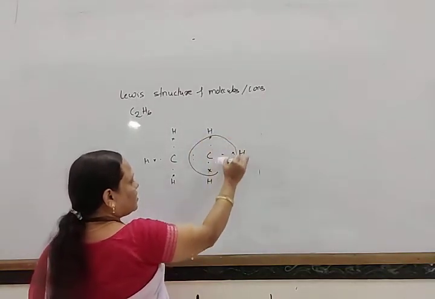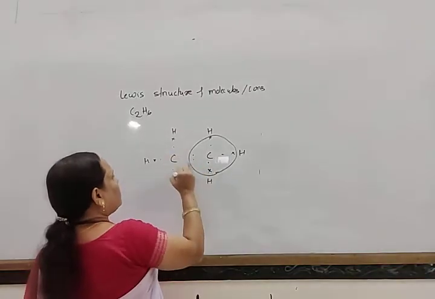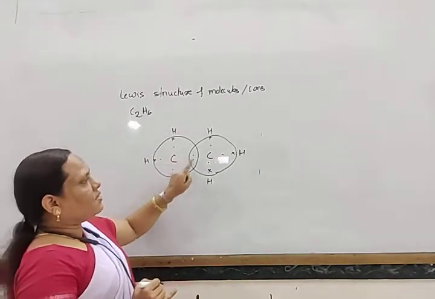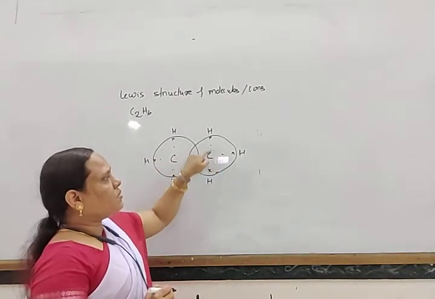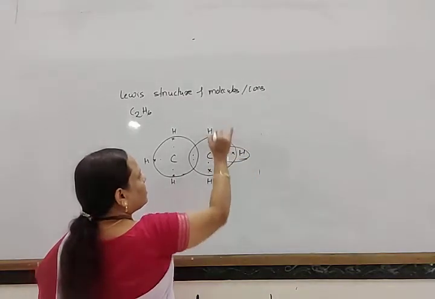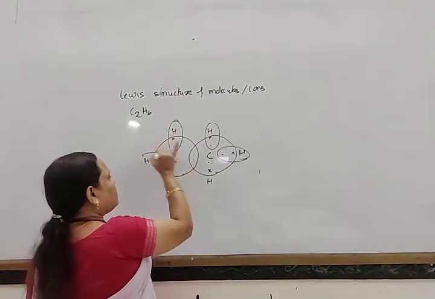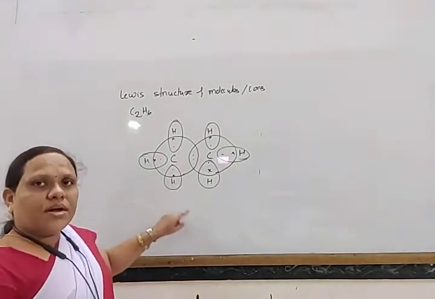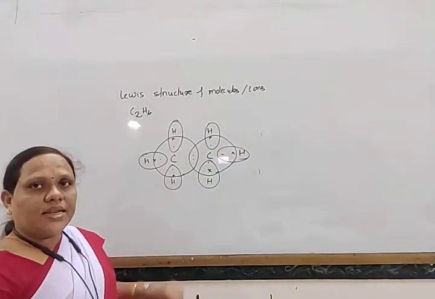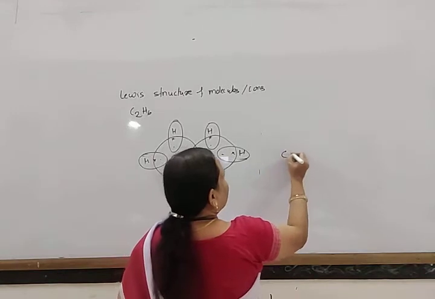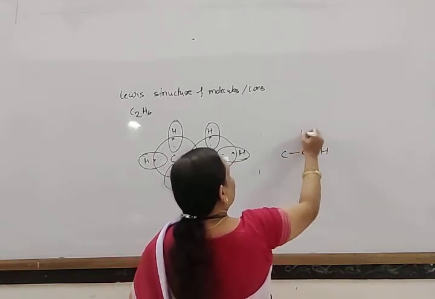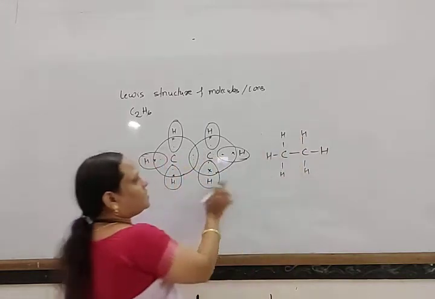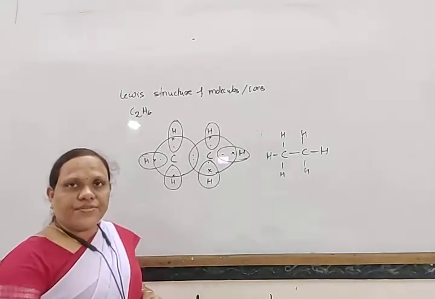Look here, in this case carbon satisfies its octet, and here also the carbon atom satisfies its octet: 1, 2, 3, 4, 5, 6, 7, 8. And here also carbon: 1, 2, 3, 4, 5, 6, 7, 8. And each hydrogen atom satisfies its duplet because its nearest noble gas is helium, so it wants to achieve the electronic configuration of helium. And the bond line structure you can write as C, C, H, H, H, H like this. This is the Lewis structure of ethane.